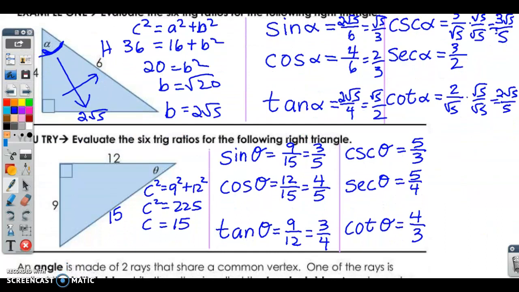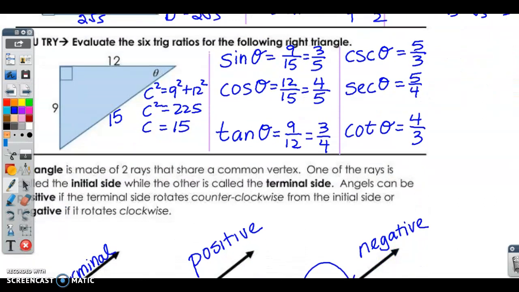So here we go. Take a look. First, you've got to do the Pythagorean Theorem to get the missing side. In this case, it's the hypotenuse, and you don't have to deal with any crazy numbers in this one. All right, so we're going to move on.